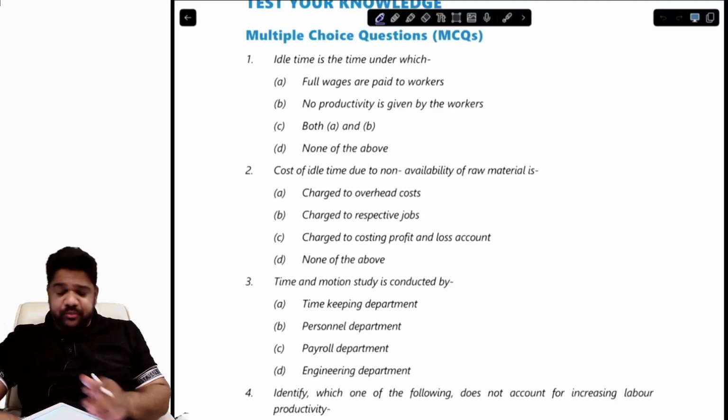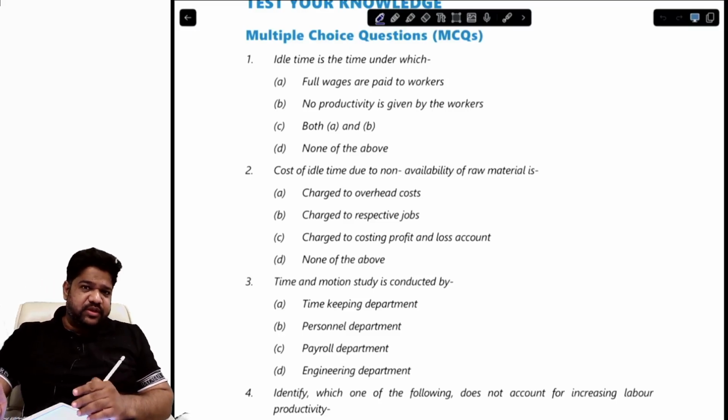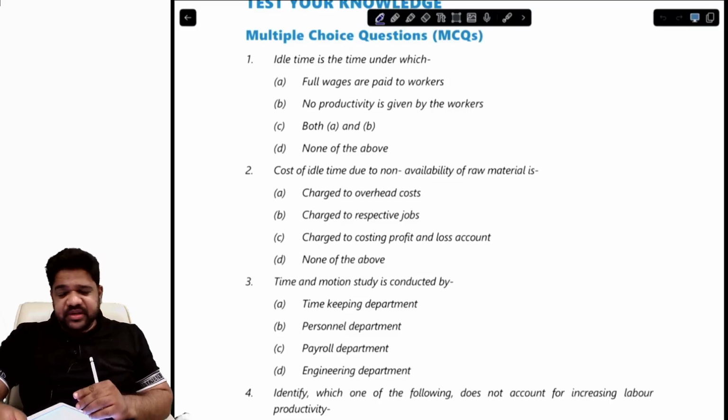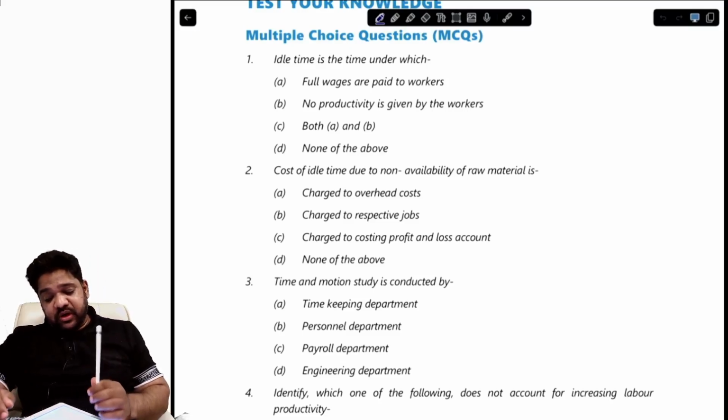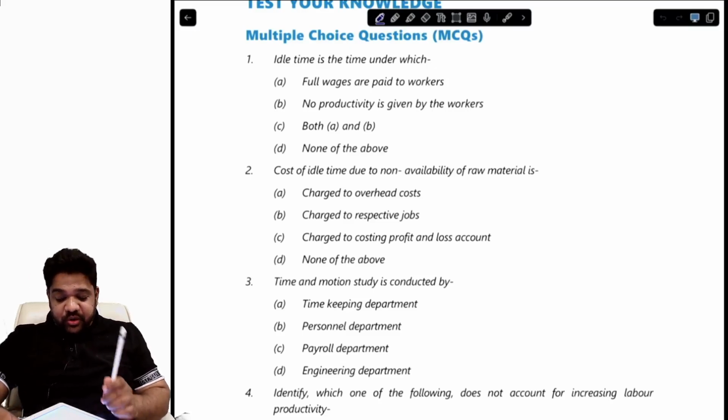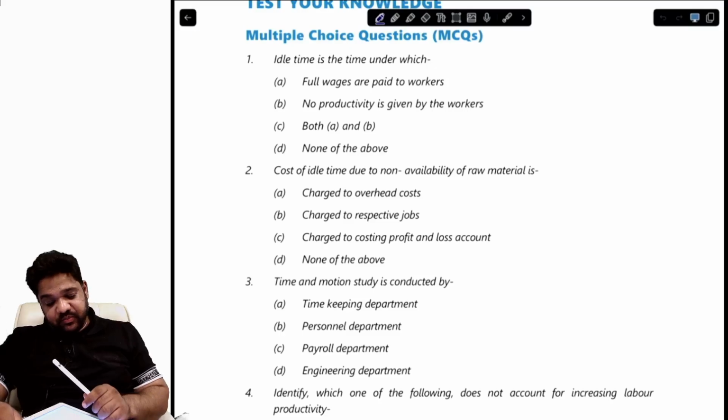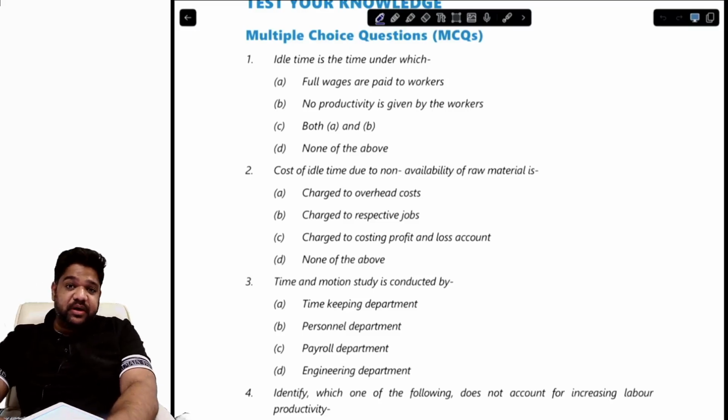The next topic, employee costs or labor as we call it. There are 12 MCQs. I think two of them are number based, so we'll do those, but I'm more focused on the theory MCQs. Let's begin quickly. The first one: idle time is the time under which full wages are paid to workers. No productivity is given by workers. Both A and B, and the D part is none of the above. Tell me, what do you think?